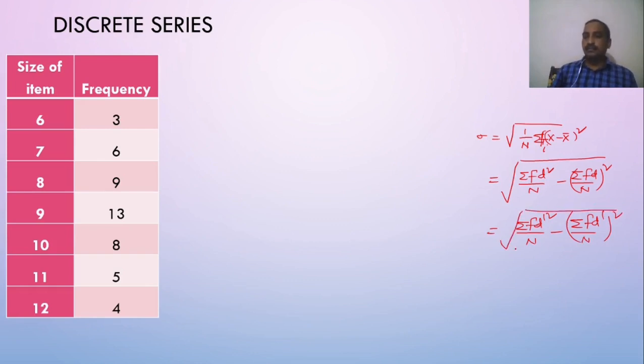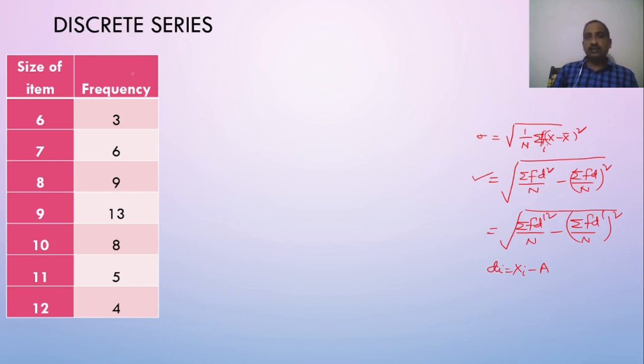In the theoretical part I told you d_i is nothing but x_i minus a, or d dash is nothing but x_i minus a by i. So when you are applying the step deviation method, whenever the intervals between the size of the items or the class intervals are the same, then this formula is appropriate to find the standard deviation. Otherwise, for simple calculations this is enough, right?